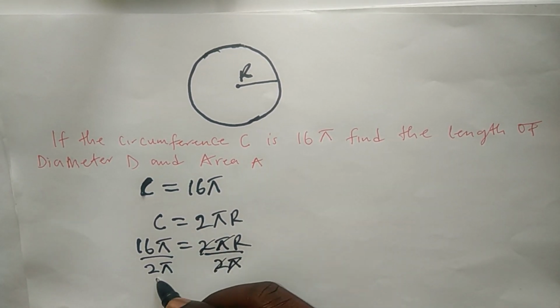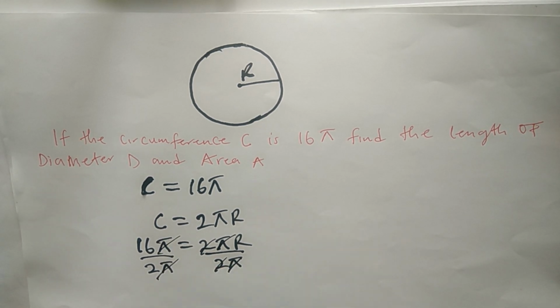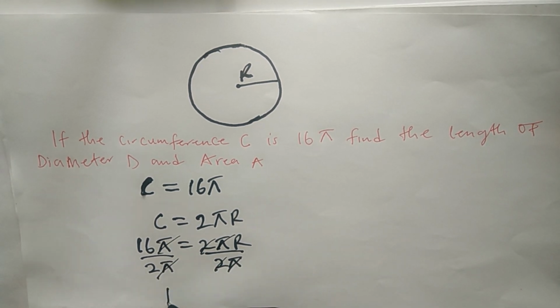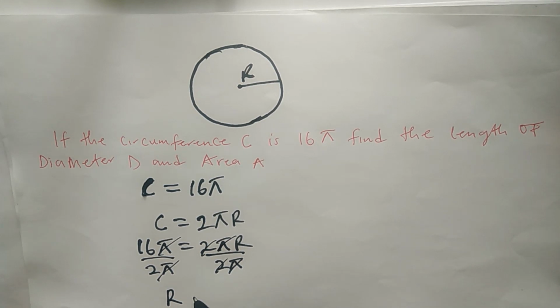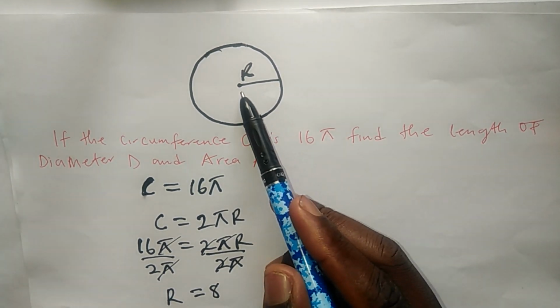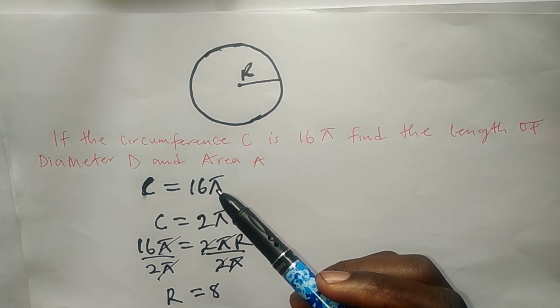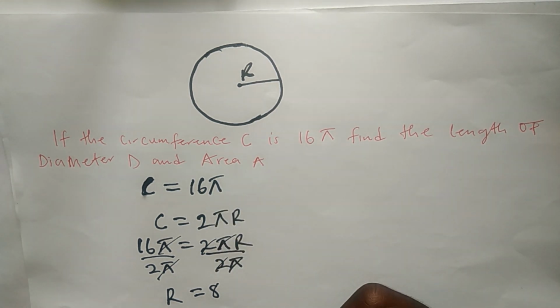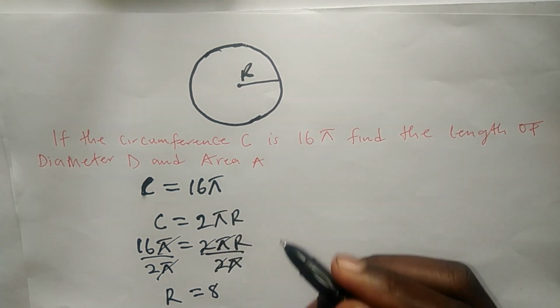Pi cancels pi, 2 cancels 2. 16 divided by 2 is 8. So r now is equal to 8. So we've found our radius. Our radius is equal to what? 8.